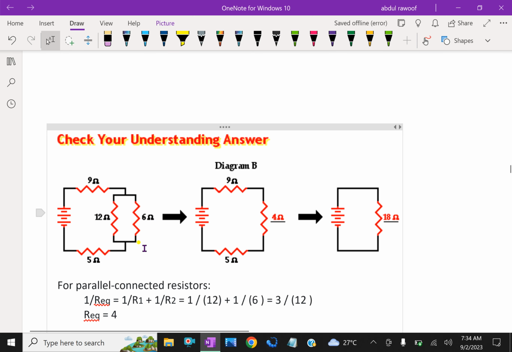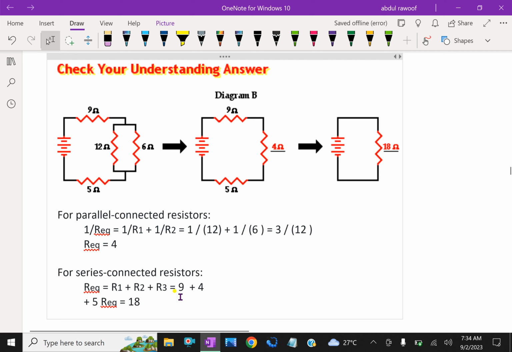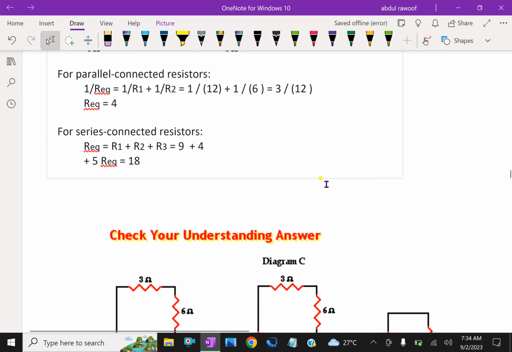Next one, the same procedure. This is parallel. So that parallel is 1 over 12 plus 1 over 6, equal to 3 over 12. That reciprocal is 12 over 3, which is 4 ohm. This together is 4 ohm. That 4 ohm is in series with 9 and 5. So the combined resistance is 9 plus 4 plus 5, total resistance is 18 ohm. So it is 18 ohm here.